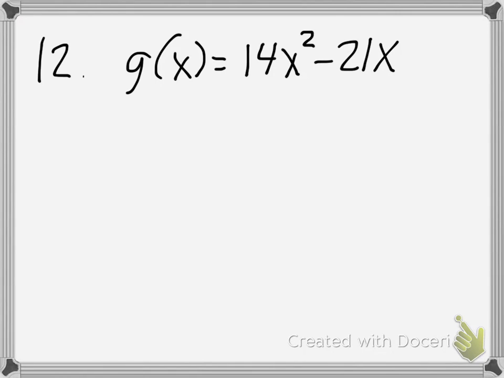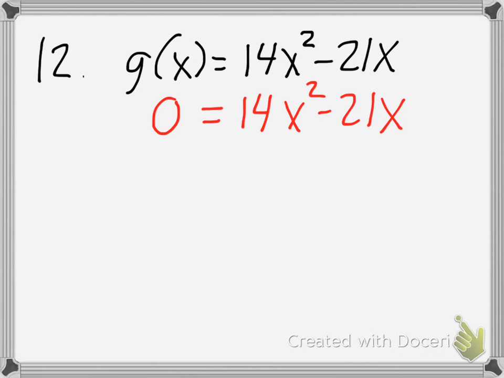For number 12, we're asked to find the x-intercepts of this quadratic. Well, the first thing you need to do if you're trying to find the x-intercepts is set the equation equal to 0, because for x-intercepts, the y-coordinate is always 0. So after you set it equal to 0, your next goal on the right-hand side is to factor.